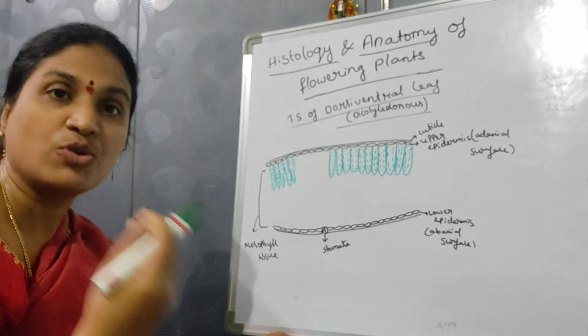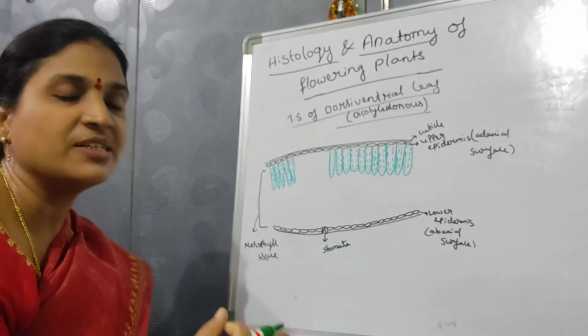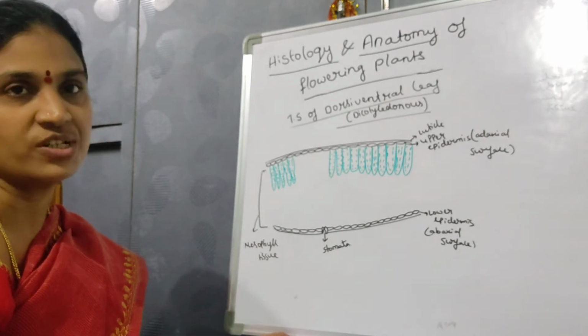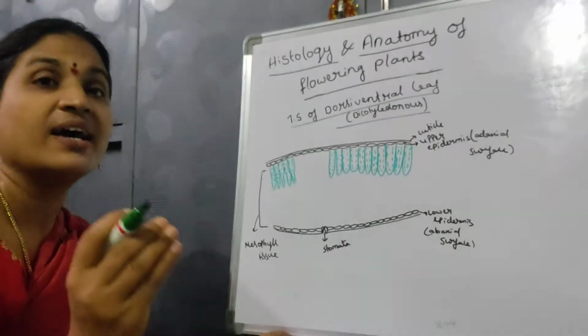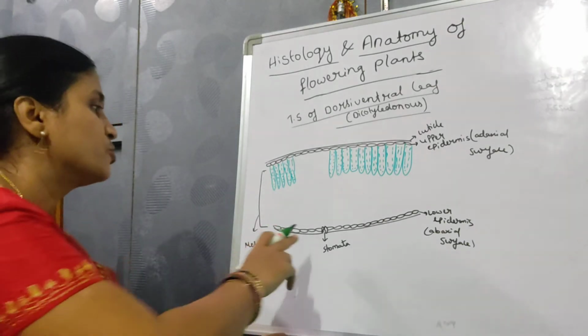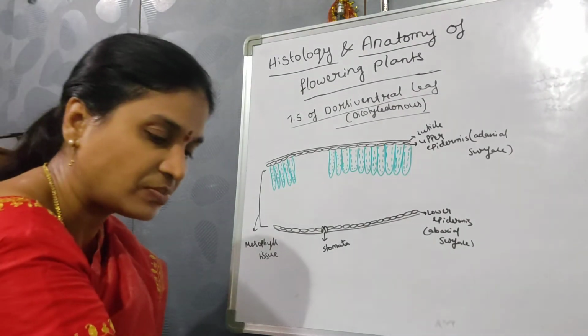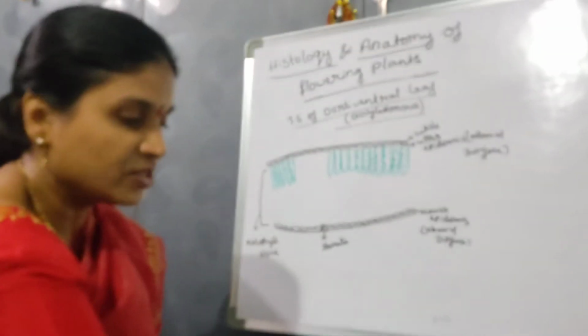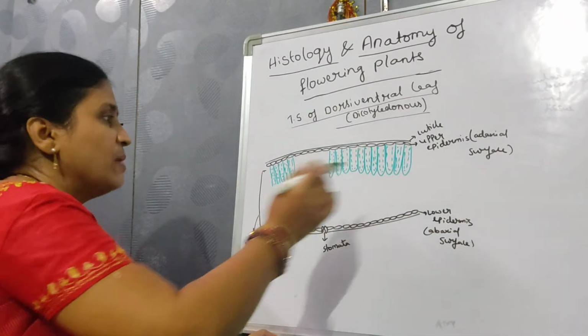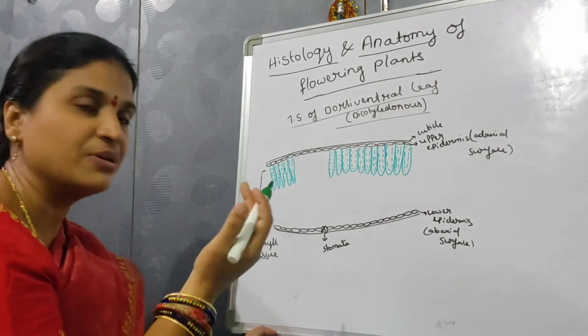Chlorophyll is a photosynthetic pigment which traps sunlight and helps in the preparation of food materials. That process is called photosynthesis. So chlorophyll is the essential photosynthetic pigment for photosynthesis. Stomata are for transpiration. So this is about the palisade parenchyma, which is present towards the upper surface.